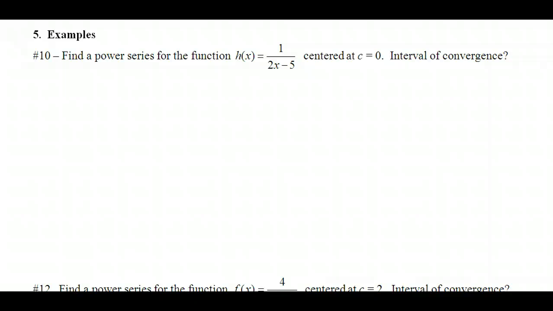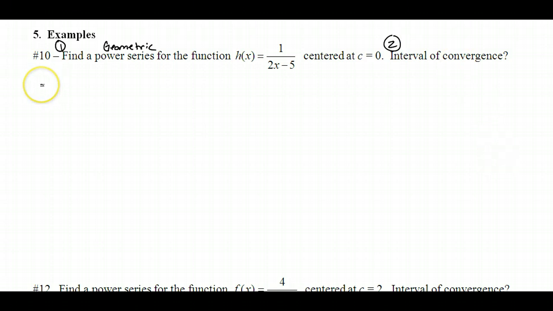So number 10, we want to find a power series for this function, h of x is equal to 1 divided by 2x minus 5, centered at 0, and then again find our interval of convergence. So we have our two parts here. Number 1, set up our power series, which is always going to end up being a geometric power series. Number 2, test for our interval of convergence.